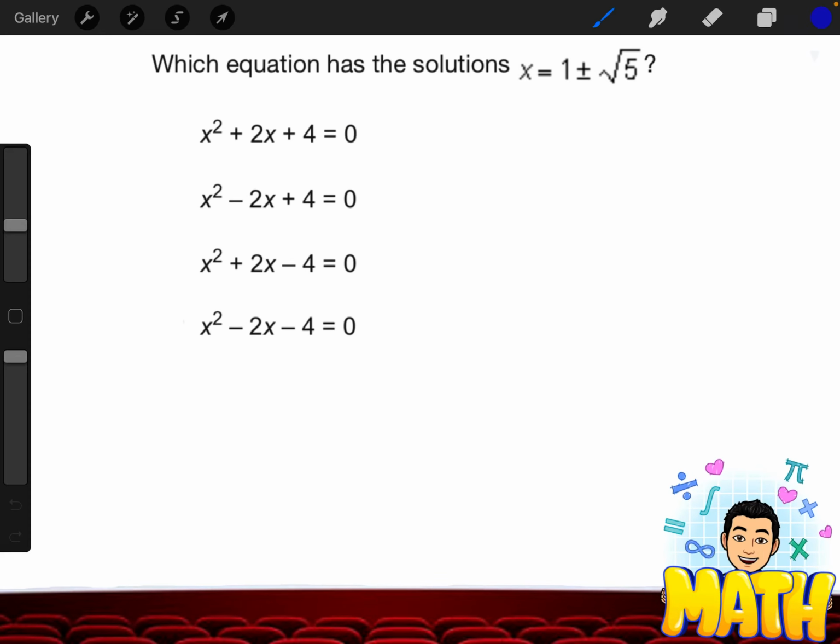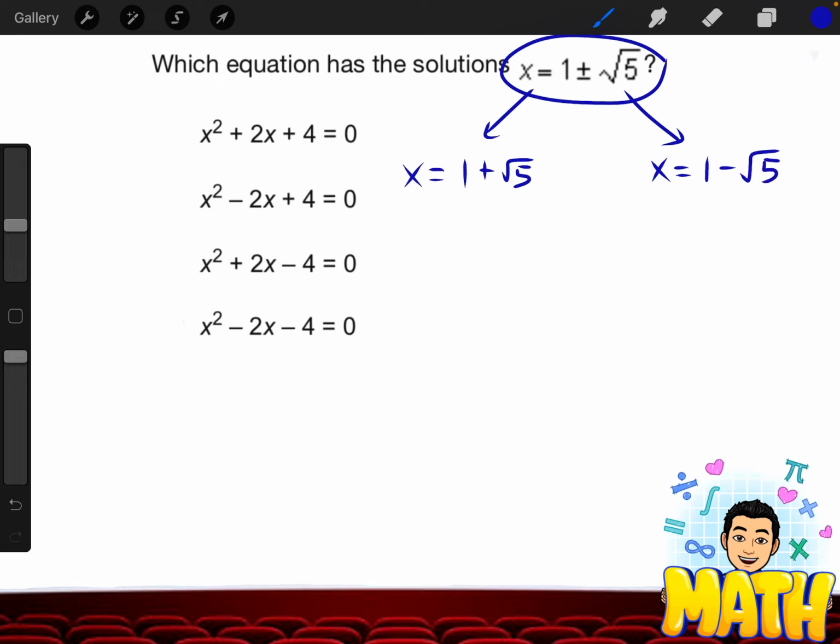All right, so let's check out the next question. This question is actually going to be a little bit crazy. So first of all, they said that these are the two factors. So this can be rewritten as x equals 1 plus root 5. Another one is going to be x equals 1 minus root 5. Okay, so we need to find out what the factors are.